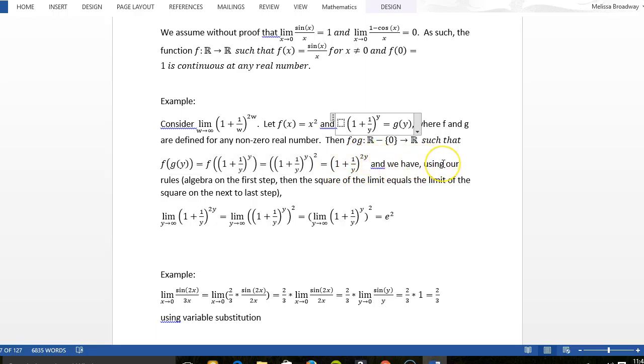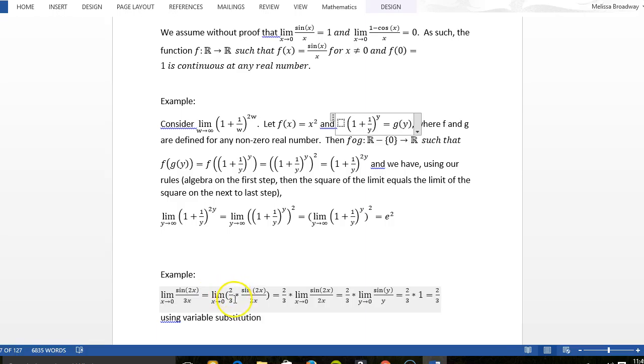And we hence have, using our rules, the limit as y goes to positive infinity right here of this guy. That's our composition function, as we've already found out. It's this limit right here. You can take the 2 out. But remember, the limit of the square is the square of the limit. So that's just e squared. And that's sort of the way it feels like it ought to be. And it is. Okay. Another example, the limit as x goes to 0 of sine of 2x over 3x.